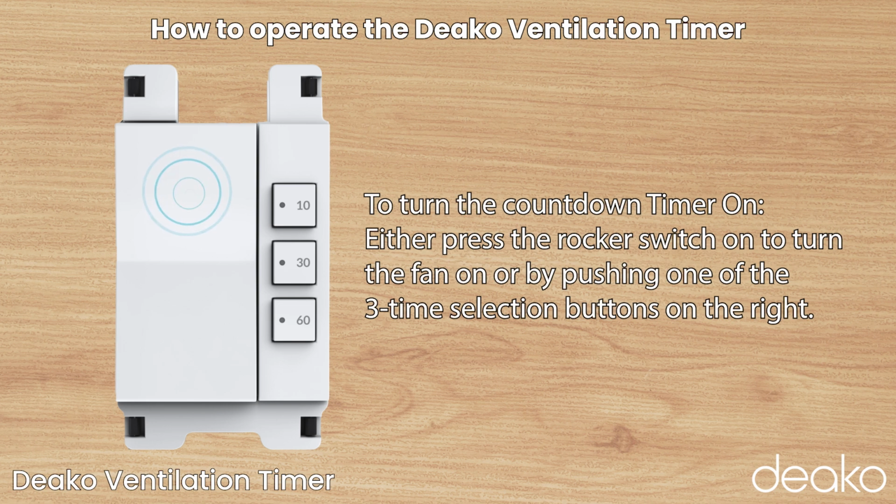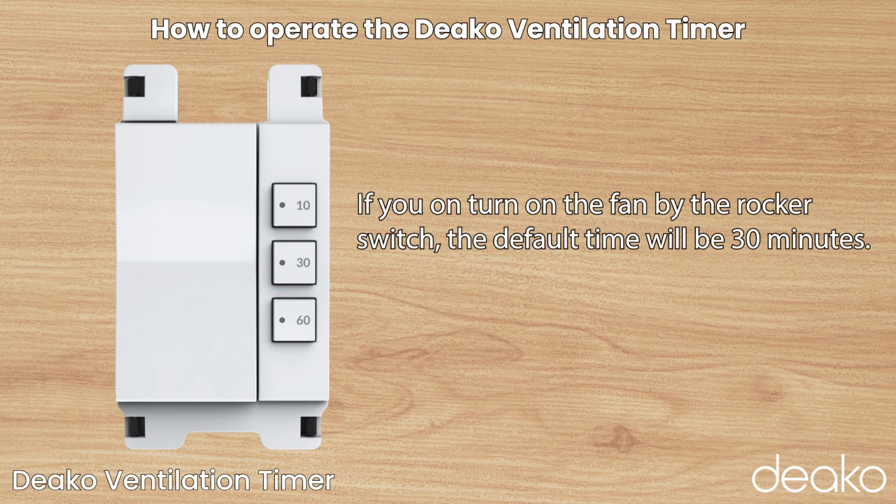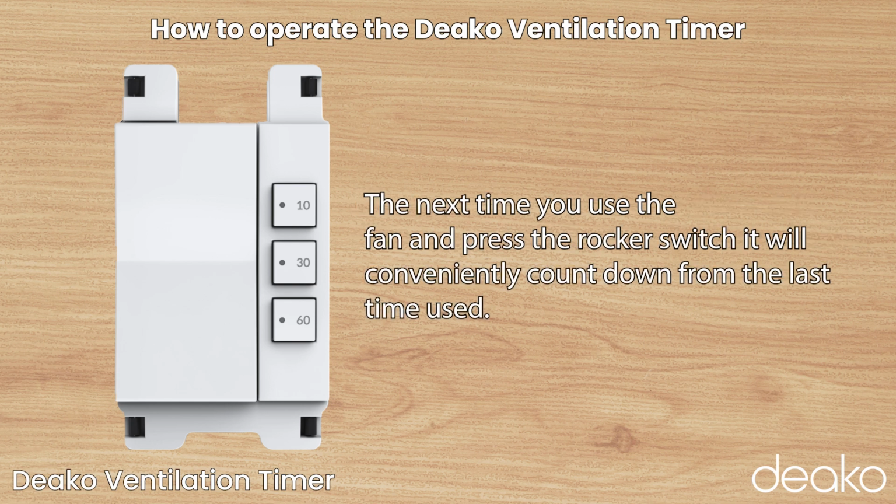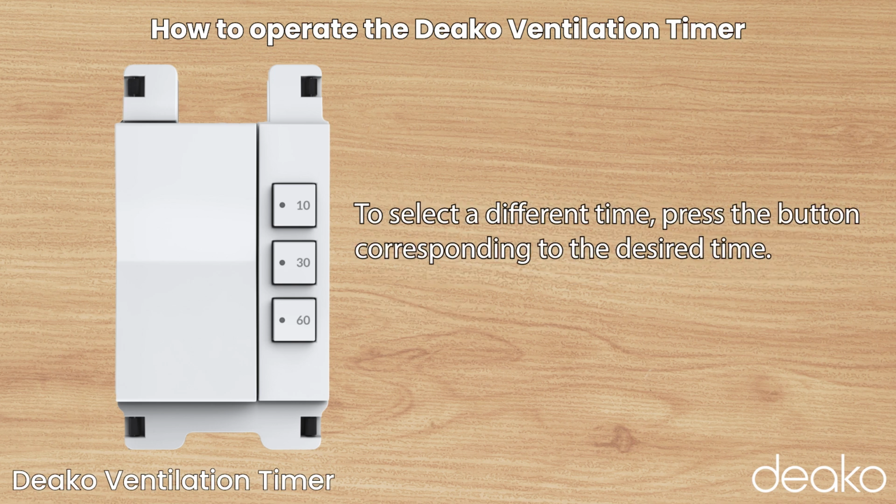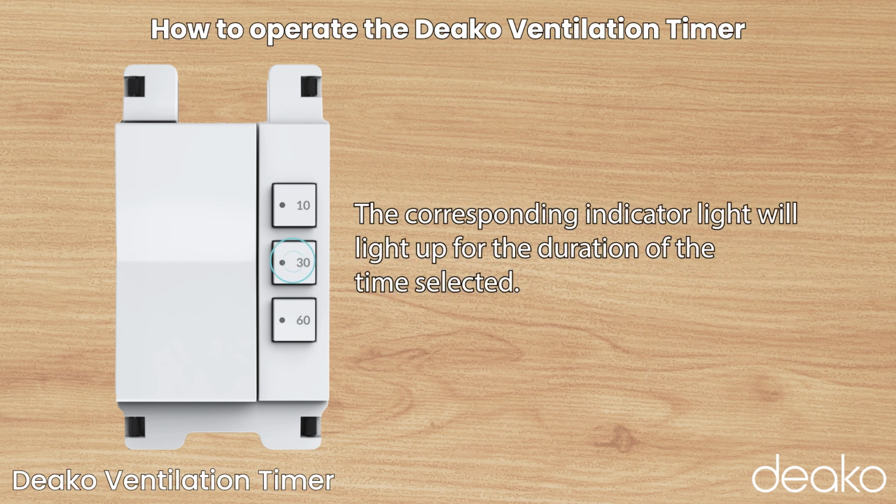Either press the rocker switch on to turn on the fan, or push one of the 3 time selection buttons on the right. If you turn on the fan by the rocker switch for the first time, the default is 30 minutes. The next time you use the fan and press the rocker switch, it will conveniently count down from the last time used. To select a different time, press the button corresponding to the desired time. The corresponding indicator light will light up for the duration of the time selected.